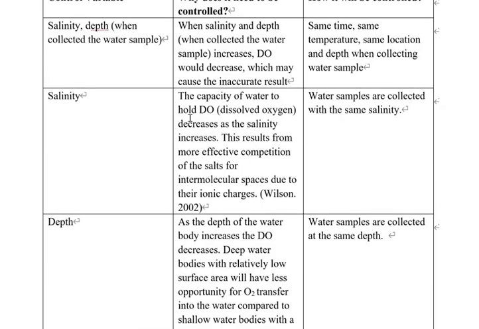For example, salinity. We have to first say what is the relationship between the salinity and the dissolved oxygen. So the capacity of water to hold dissolved oxygen decreases as the salinity increases. And then we have to explain the reason. This results from more effective competition of the salts for intermolecular species due to their ionic charges. And the citation. Then how it will be controlled. Water samples are collected within the same salinity, so we have to keep the control variable constant.